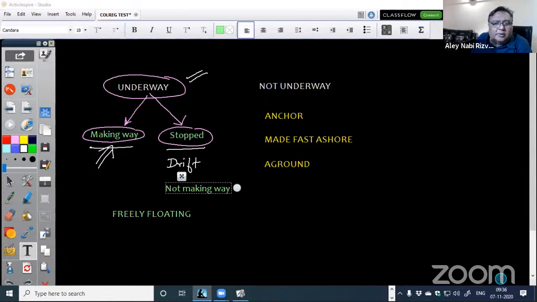You can use your chat box also, but when I say, only at that time use the chat box, because I might not be able to see.